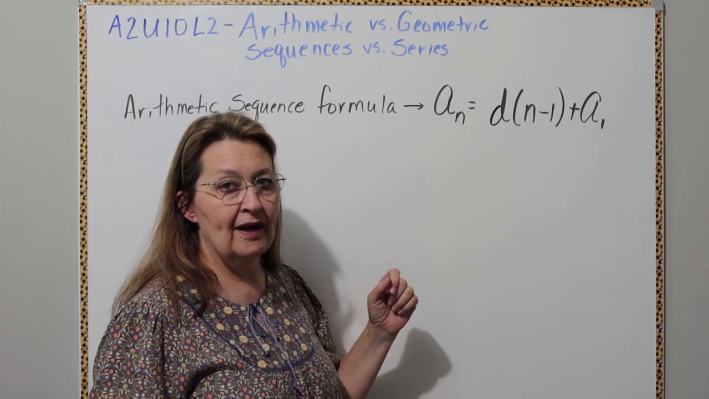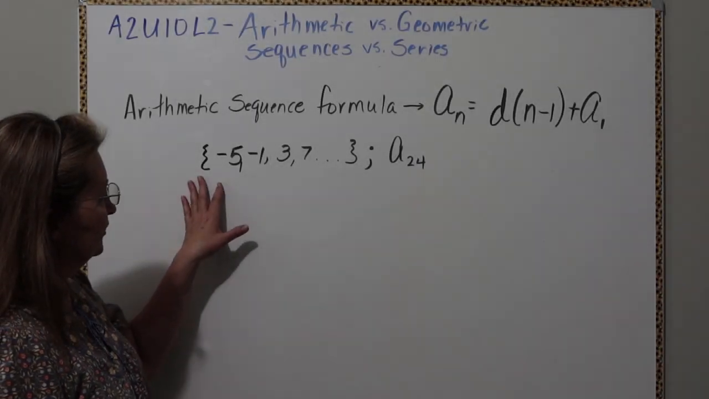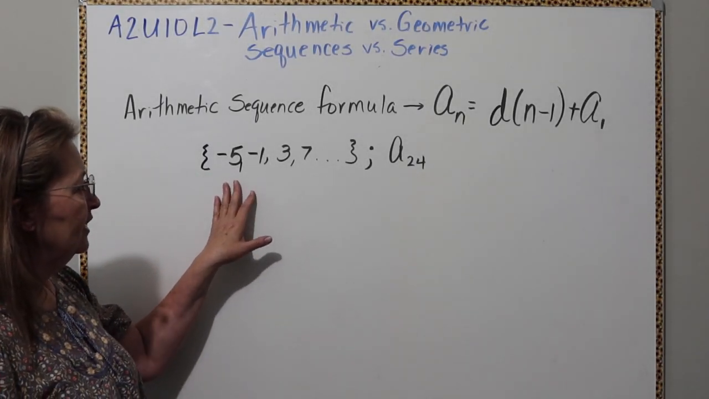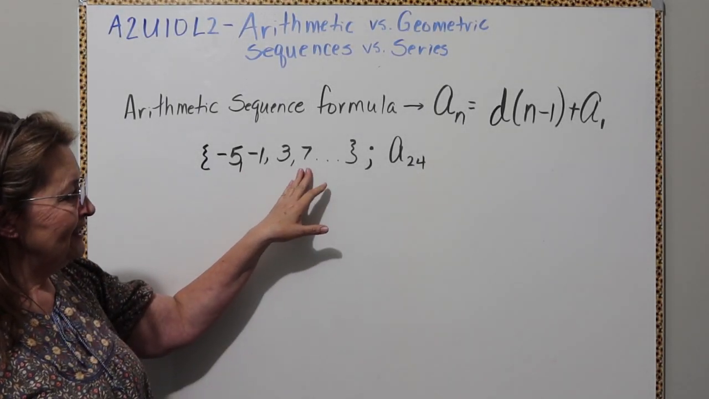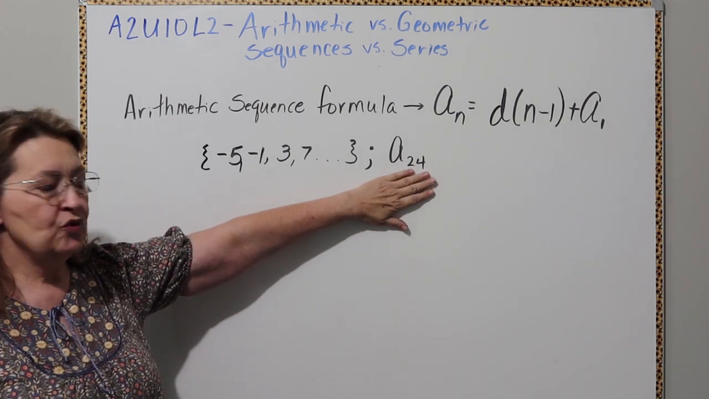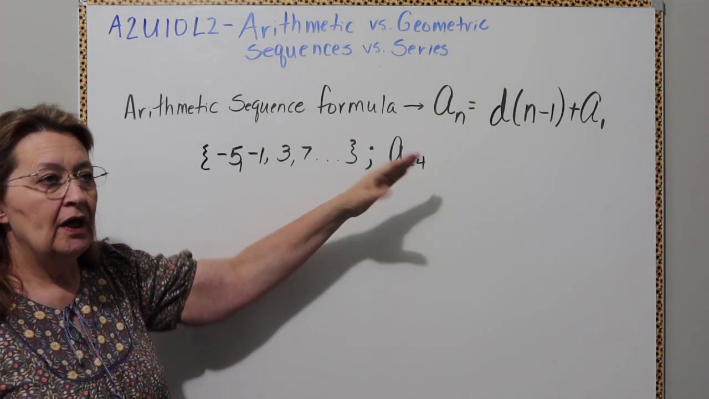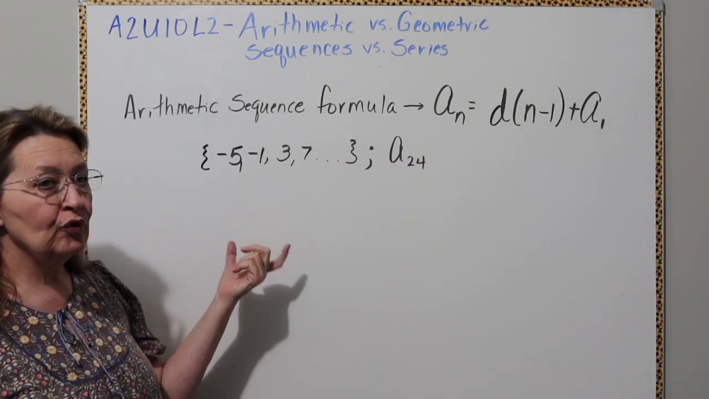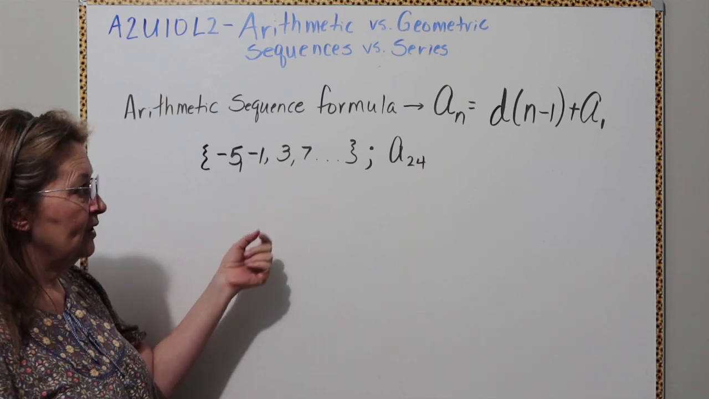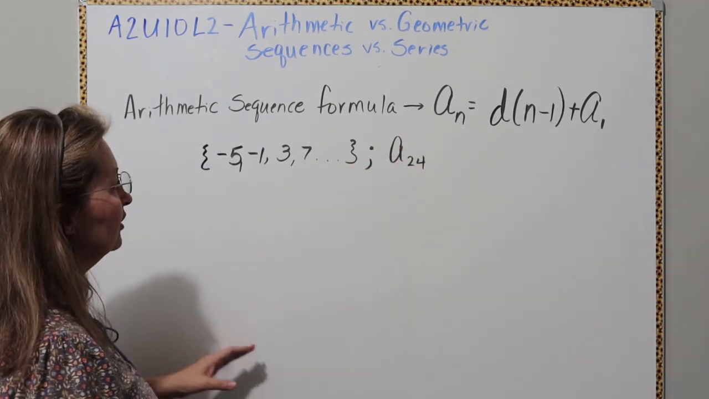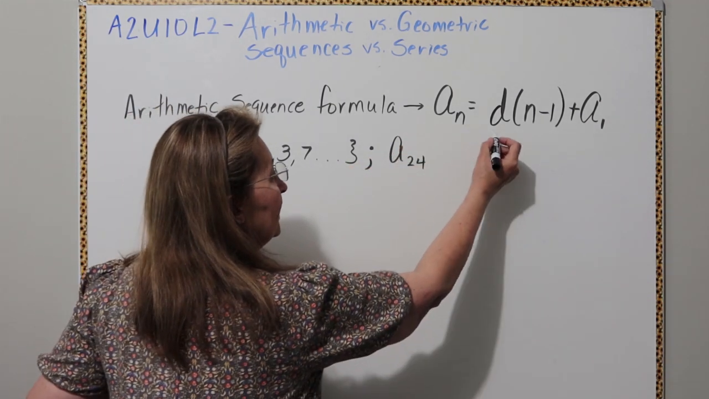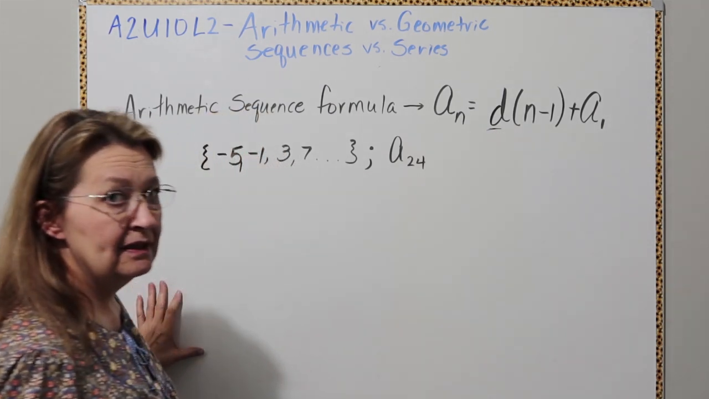So let's look at an example. In this first example, we have the sequence -5, -1, 3, and 7, and we want to find the 24th term. The first thing we need to do is write the rule for this specific sequence, and we're going to use this formula to do it. Now the first thing I'm going to need is the D.